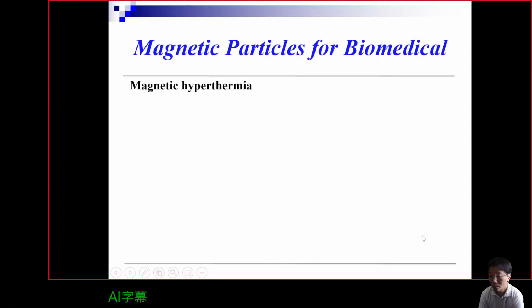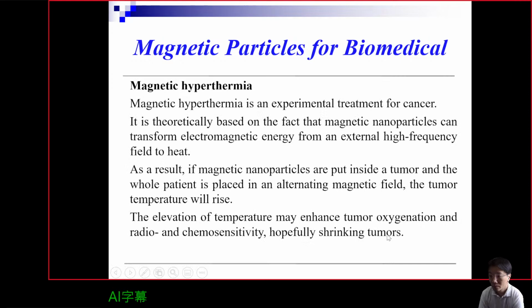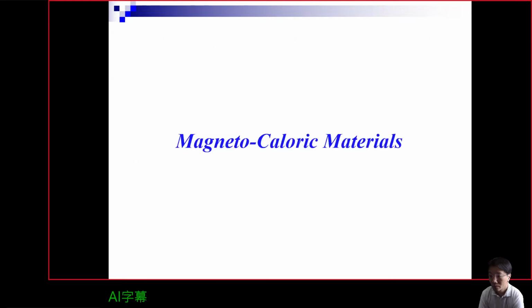Okay, that's the idea of magnetic hyperthermia. So I can skip this slide. Okay, any questions here? No? So the next section is the magnetocaloric materials.